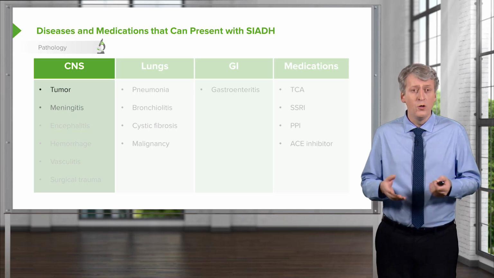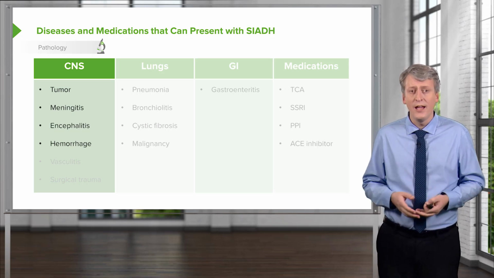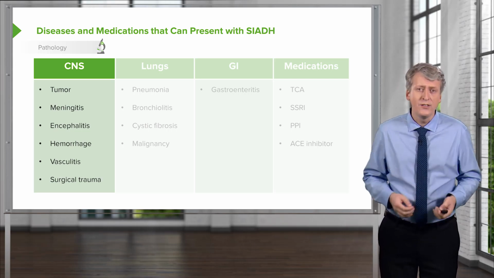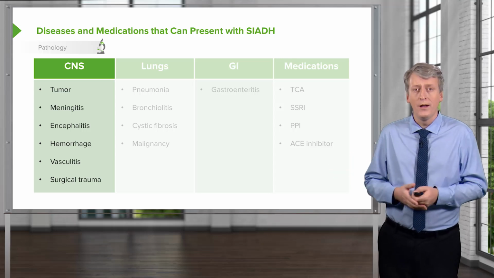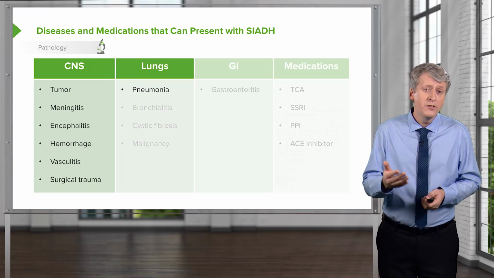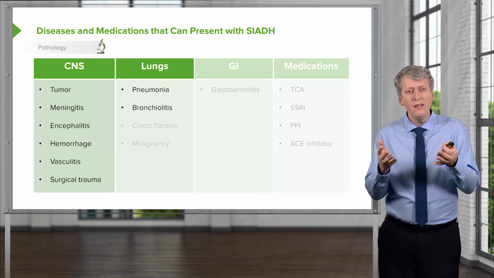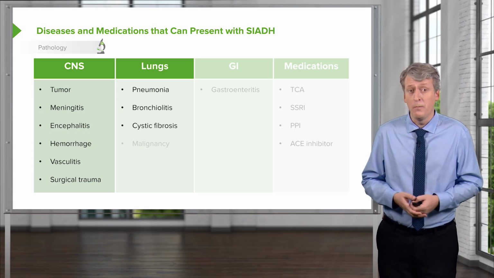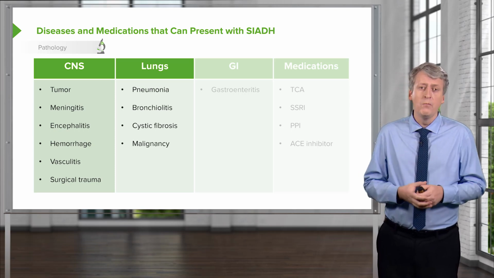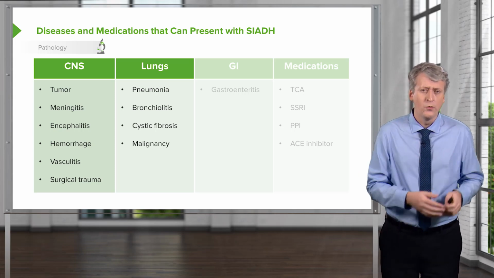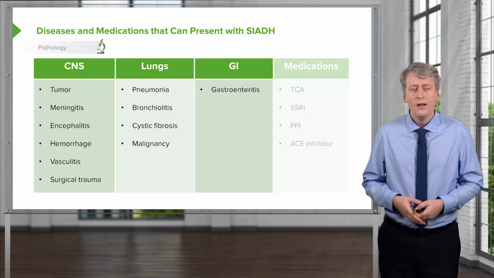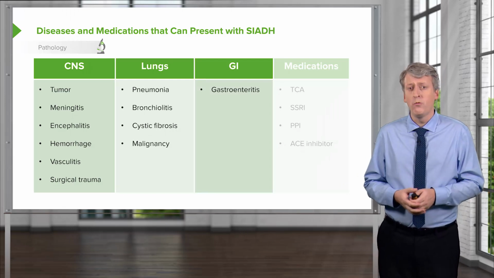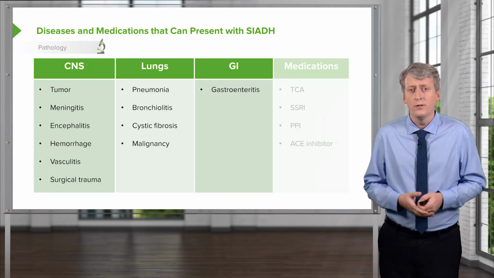In the CNS: tumors, meningitis, encephalitis, hemorrhage, vasculitis, and surgical trauma. All of these things can result in a transient or more permanent SIADH. In lung tissue, certainly pneumonias, but also even bronchiolitis can cause SIADH. Patients with cystic fibrosis may develop SIADH, and certain lung malignancies, although exceptionally rare in children, can cause SIADH. Gastroenteritis can cause a mild SIADH, which can cause problems if unrecognized or if rarely severe.